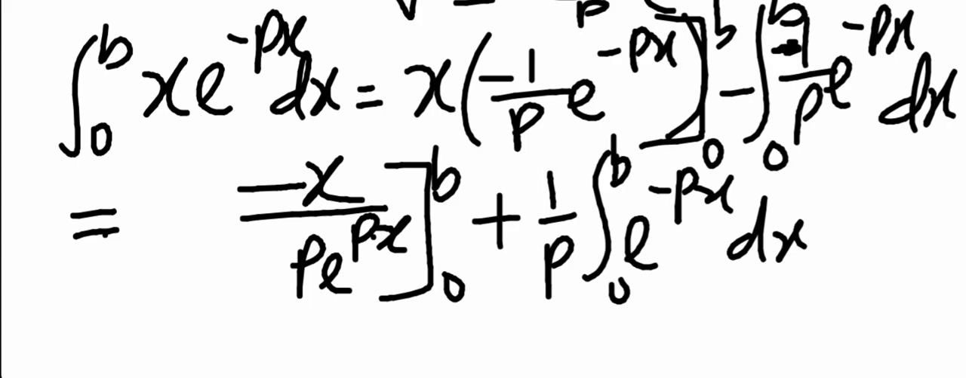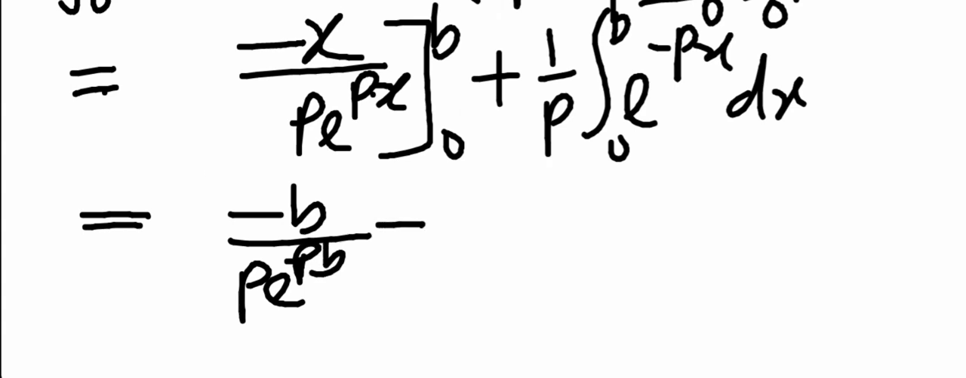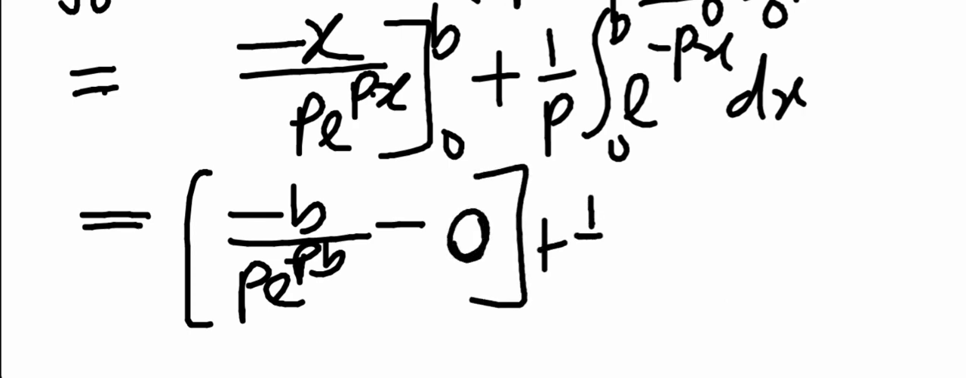Okay, I'm going to expand this now, and then we know this integral already, so I'm going to open that too. So this gives us what? Anywhere I see x, I'll put b: minus b over p exponential pb, minus, anywhere I see x, I'll put 0. Obviously this whole becomes 0 because this is actually minus 0 over p exponential 0. That's actually minus 0 over p. So this will give me what? 0. Okay, plus 1 over p.